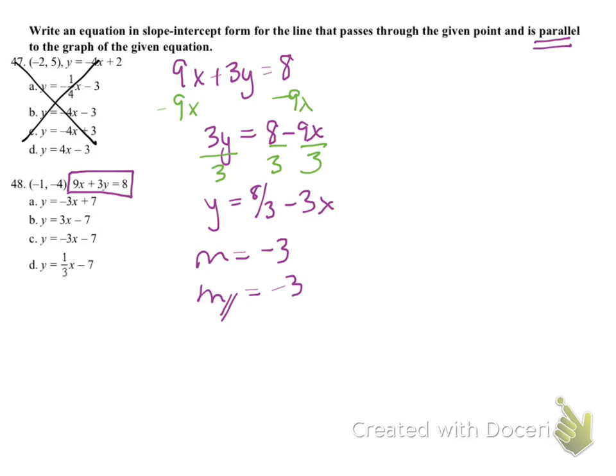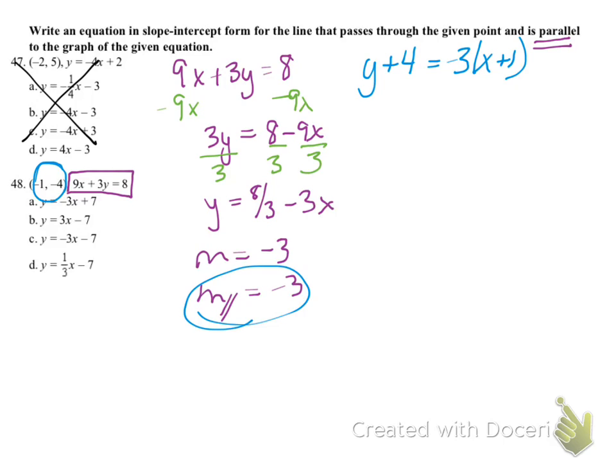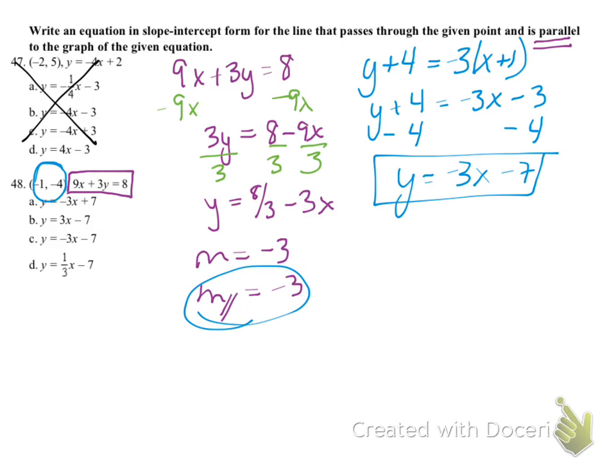Then I'm going to use this ordered pair and this slope, y plus 4 equals negative 3 times x plus 1. Distribute. Move the 4 to the other side. And we have our final answer, letter C.